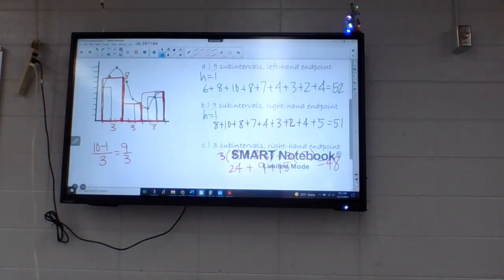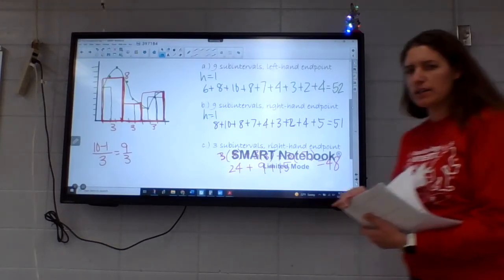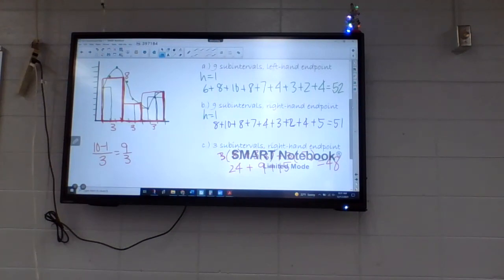Now I didn't give you guys any room on here for graphing, so you can just use scratch paper for the little estimation graph, unless you don't need the graph at all. Some of you might be able to figure this out without graphing. I don't know how. I'm a visual person, so I need to graph all the time.